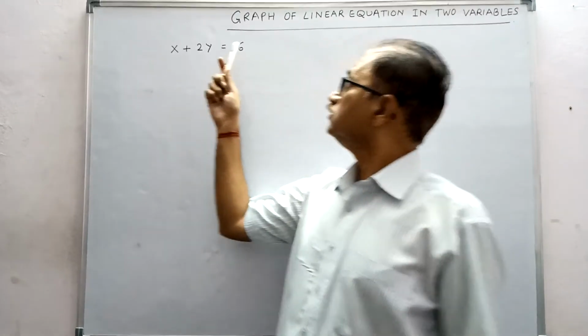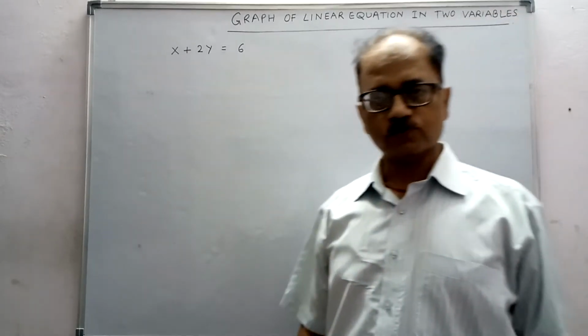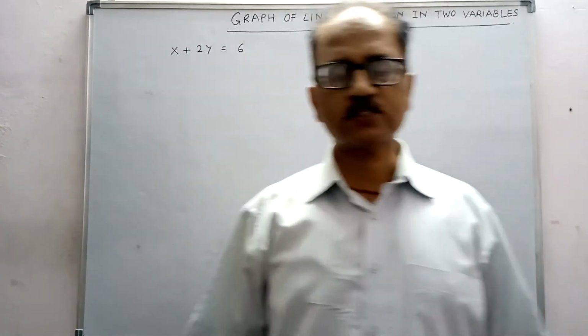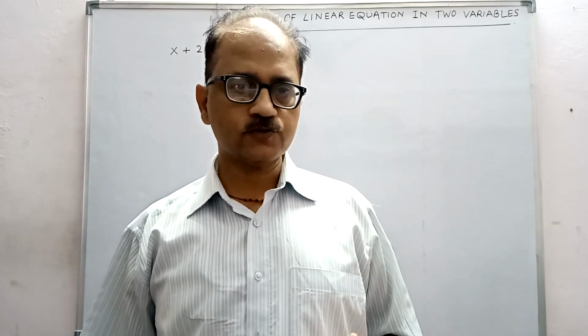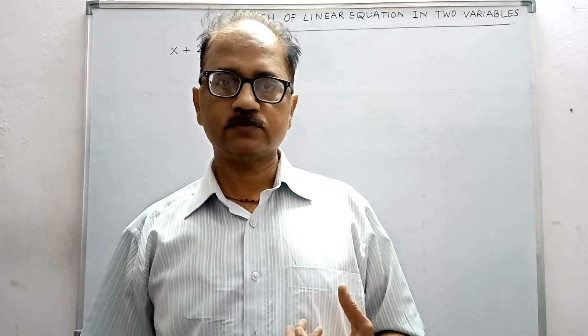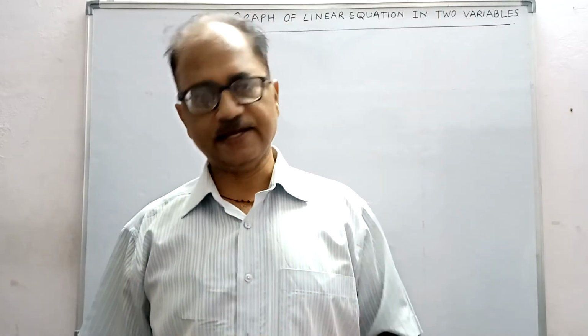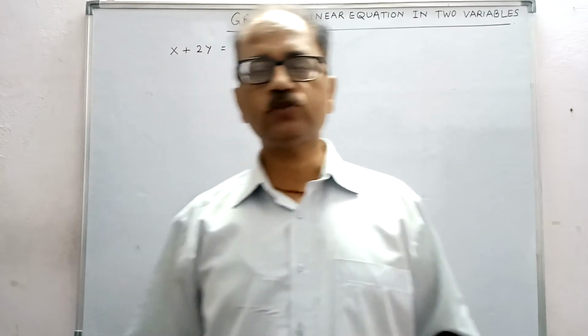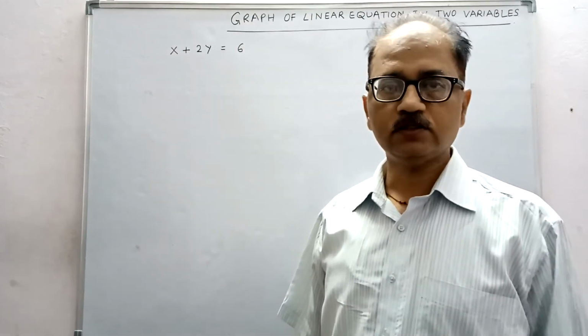Class 9, graph of linear equation in two variables. In the previous term, we have studied how to plot the points, equations, and we have learned how to find the points lying on a given line. Now we are going to plot the same points on the graph paper.